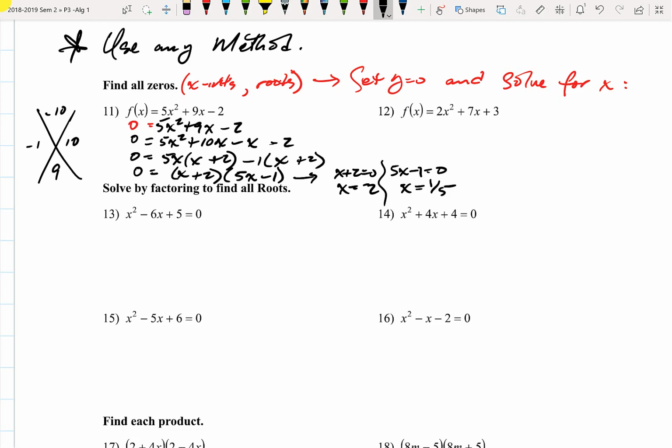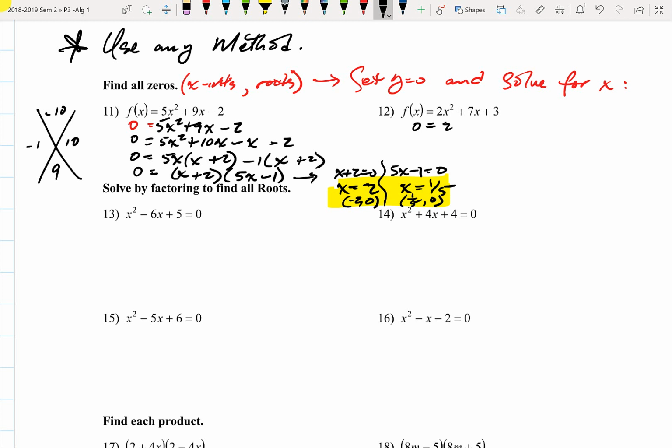Okay, so you get your x-intercepts negative 2 and 1/5, which happens to be negative 2 comma 0 and 1/5 comma 0. Okay, so the end results right here.